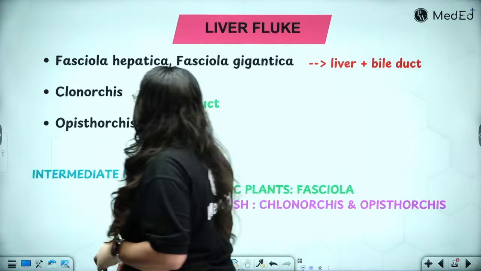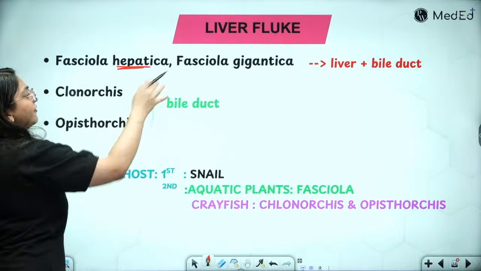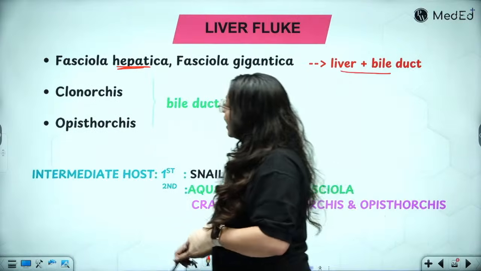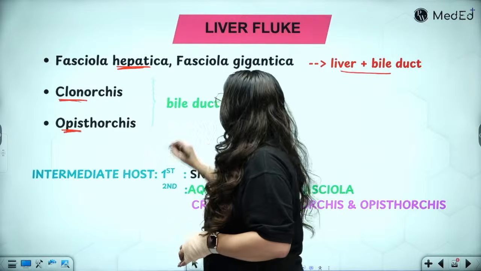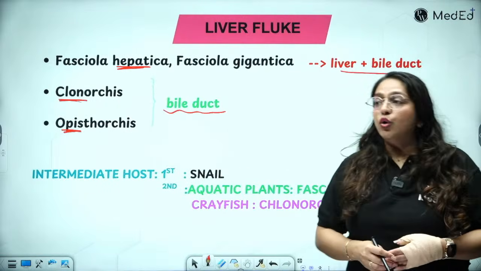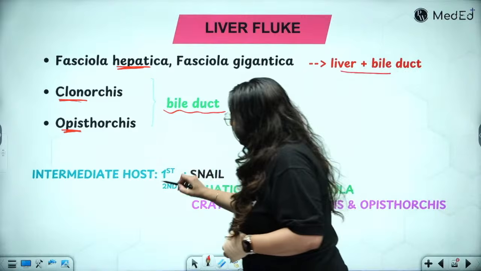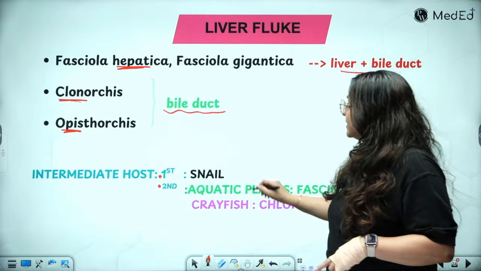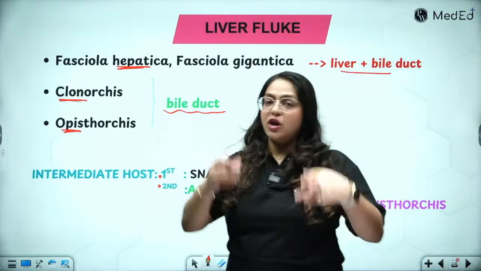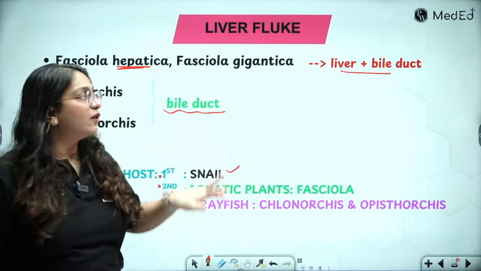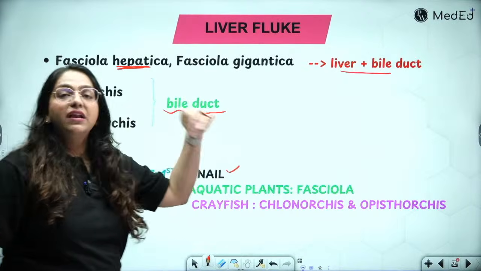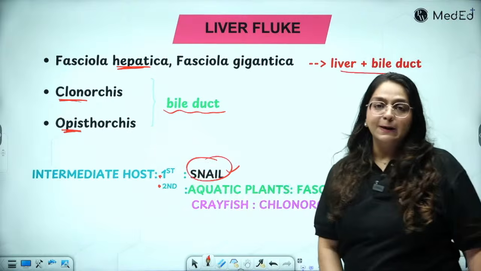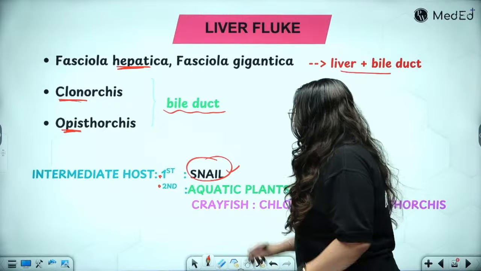What are the important liver flukes? Fasciola hepatica or Fasciola gigantica, which will cause infection of the liver as well as the bile duct. Then you have Clonorchis and Opisthorchis, which are only going to infect the bile duct. Who's the intermediate host? They have two intermediate hosts. All trematodes have two intermediate hosts. The definitive host is always the human. Then there are two intermediate hosts for all trematodes, for all flukes, liver, lung, anything, okay. And the first one is always and always a snail. Then the second one is an aquatic plant.